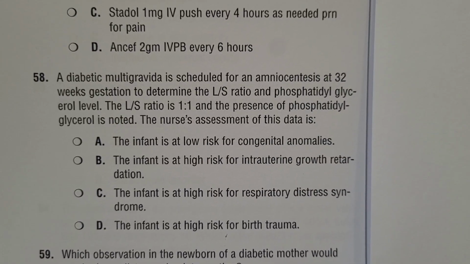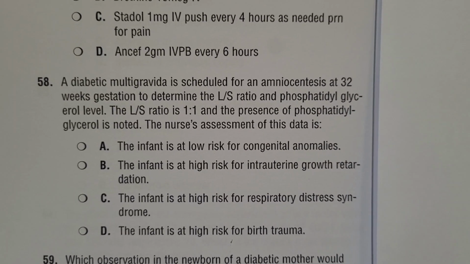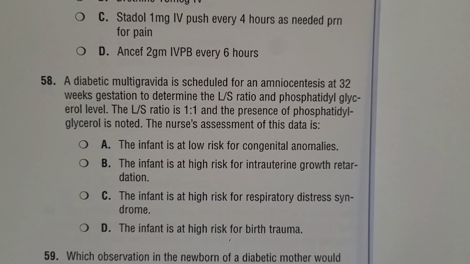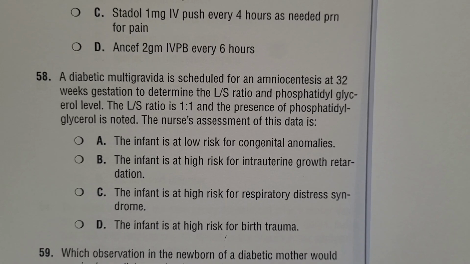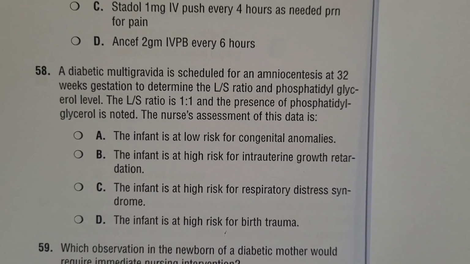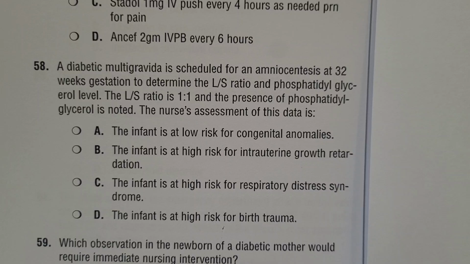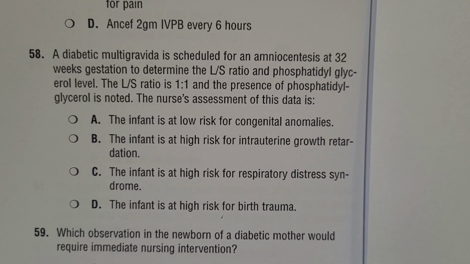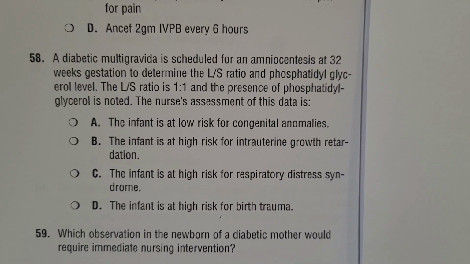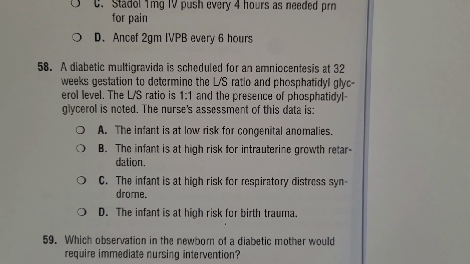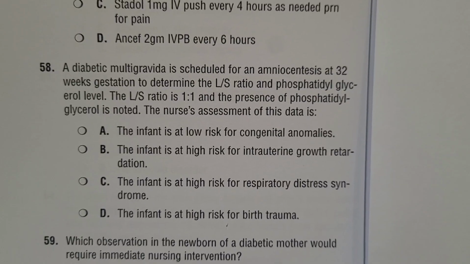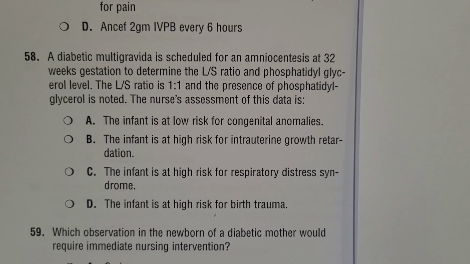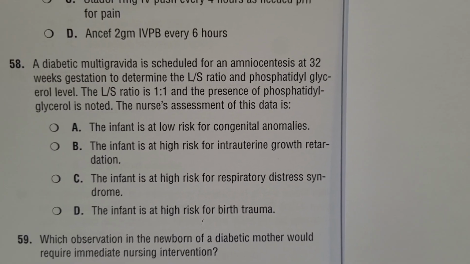The LS ratio and phosphatidyl glycerol level: the LS ratio is 1:1 and the presence of phosphatidyl glycerol is noted. What is the nurse's assessment of this data? What is this 1:1 ratio showing, what is the problem the child has? The normal LS ratio is 2:1. If the ratio is 2:1, it means the lungs are considered to be mature. So 1:1 is not good. We will check which option is related to this result.